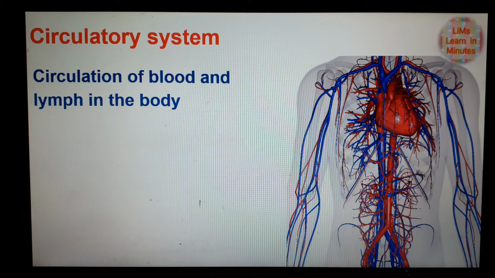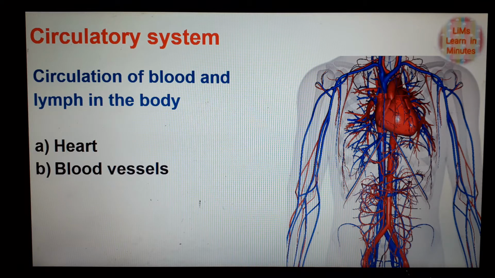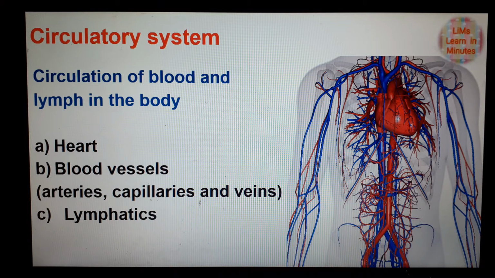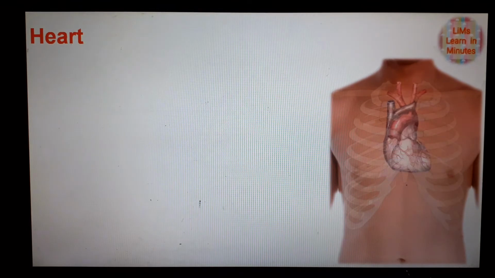This is achieved by the heart, which acts as a pump, and blood vessels like arteries, capillaries, and veins, which are tube-like structures connecting the heart to all parts of the body. And lymphatics are responsible for lymph circulation. Lymph is a fluid similar to plasma which bathes cells and organs. So let's learn about the heart.